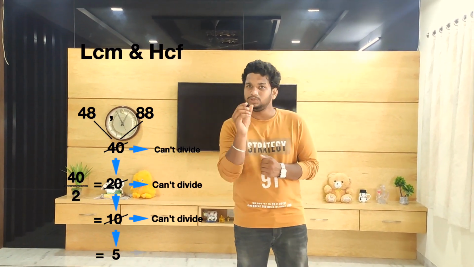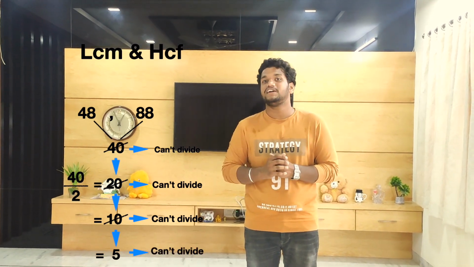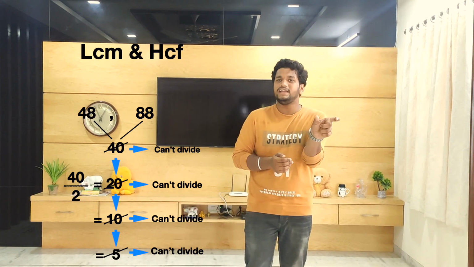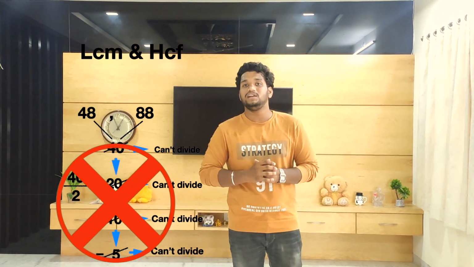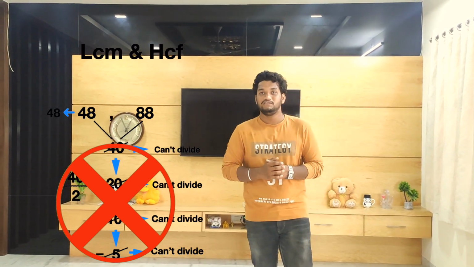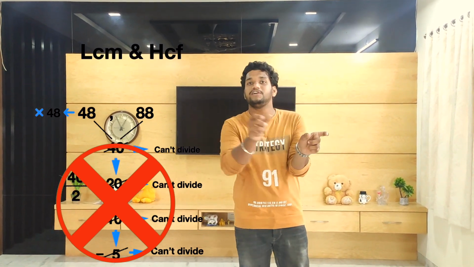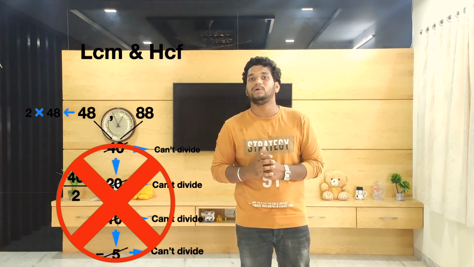Now, you have to take the nearest number for 88. What is the nearest number for 88? How to find it? Now, 48 you have to multiply with one number. That number should be very near to 88. With what number we have to multiply 48? Suppose if you multiply 48 with 2, 48 into 2 gives you 96. And 96 is very near to 88.